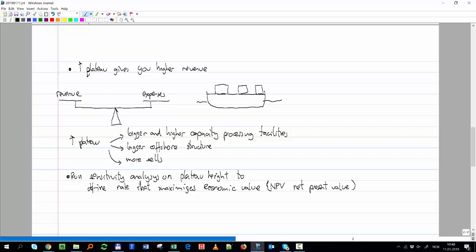So sometimes I have to try different heights to see where I have this equilibrium point. Where is the best one?